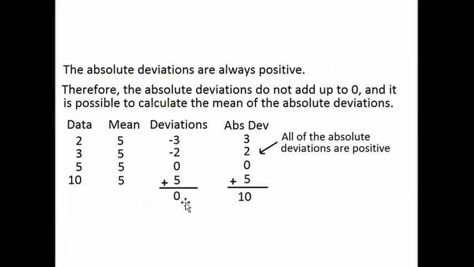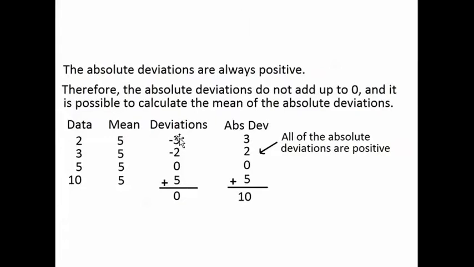So over here, you're at a dead end, because they add up to 0. They'll always add up to 0. So the reason we're finding the absolute values is to make all of the deviations positive, so that they don't add up to 0. Another way to make all of the deviations positive is to square each deviation. What I mean by squaring is multiplying each deviation by itself.